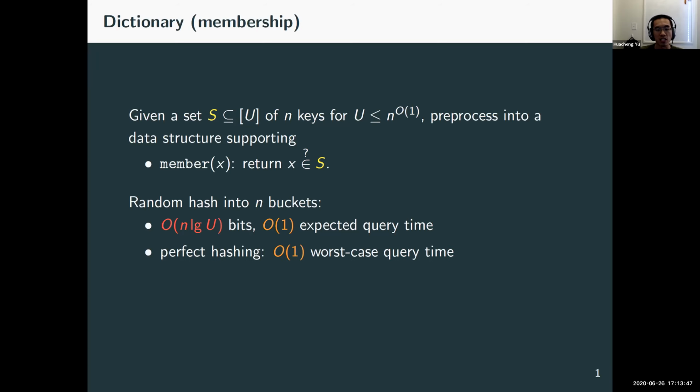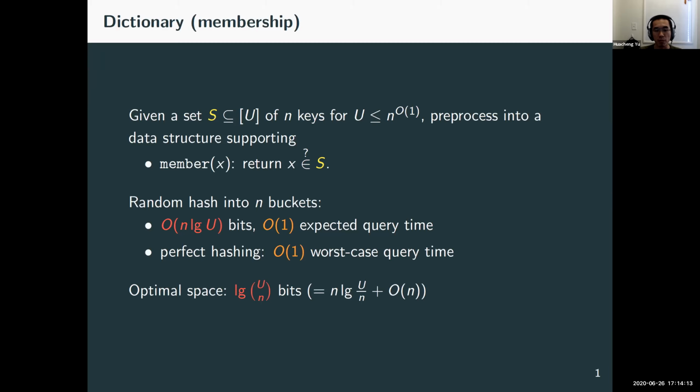And it turns out that you can improve this query time to constant worst case by applying techniques like perfect hashing, which basically hashes all n keys into distinct buckets. So one key per bucket. So these random hashing-based techniques solve this problem with optimal or best possible query time. So does it also use the best space? It turns out that the answer is no.